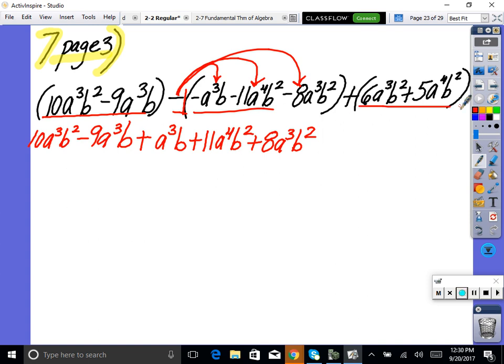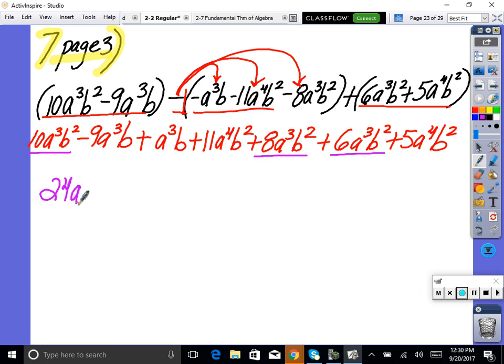And then we're adding all this stuff. Is that going to change all that stuff? No. So plus 6a cubed b squared plus 5a fourth b squared. And now we'll combine like terms. So let's start this out here. 10a cubed b squared. Any other a cubed b squared? 8a cubed b squared. 6a cubed b squared. 10 plus 8 plus 6, 24a cubed b squared. I'm going to cross them out so I don't miss anything.